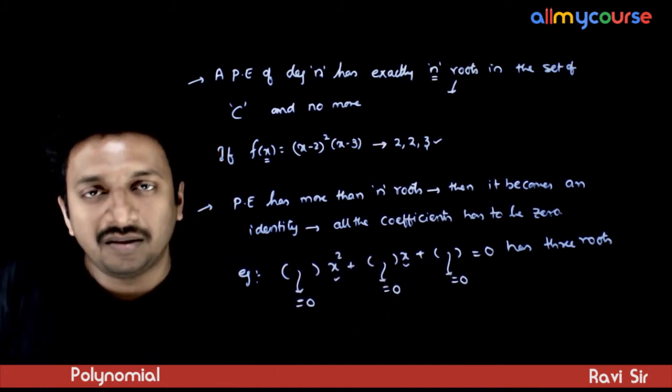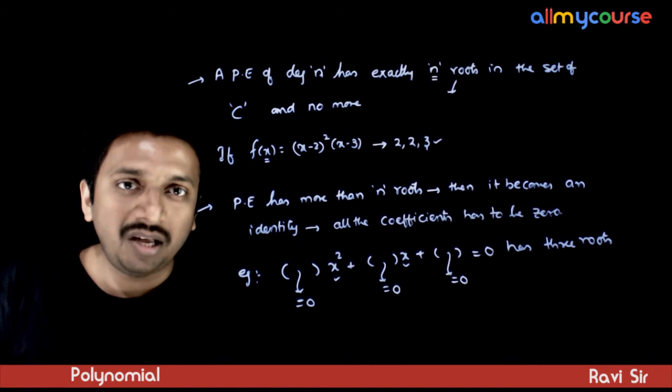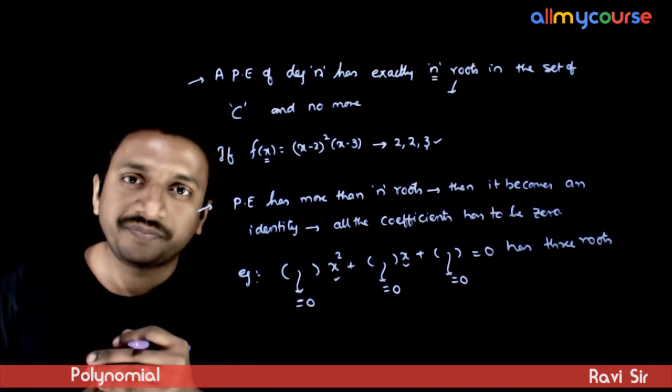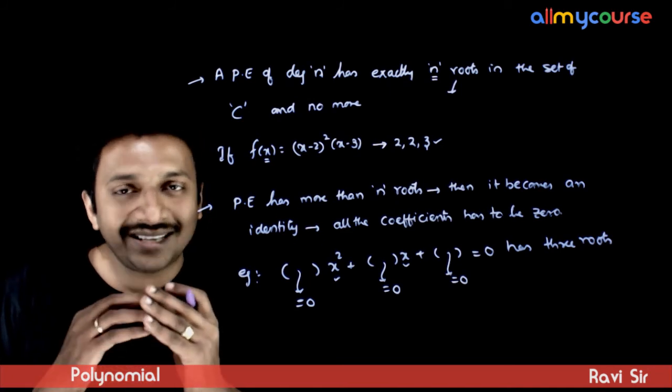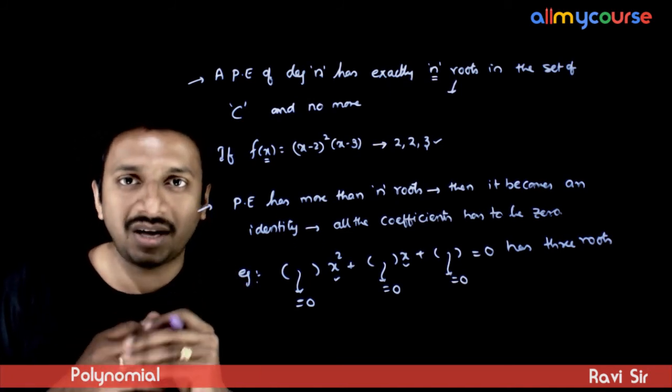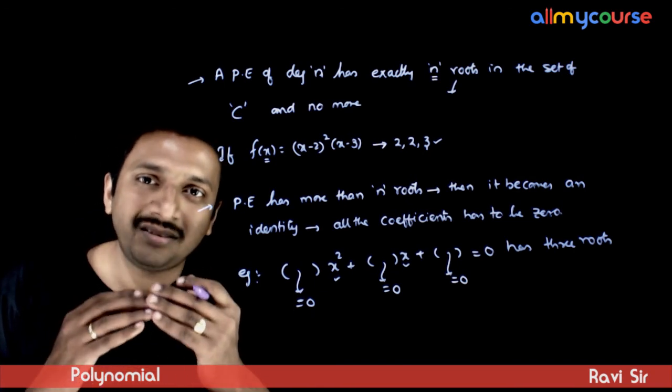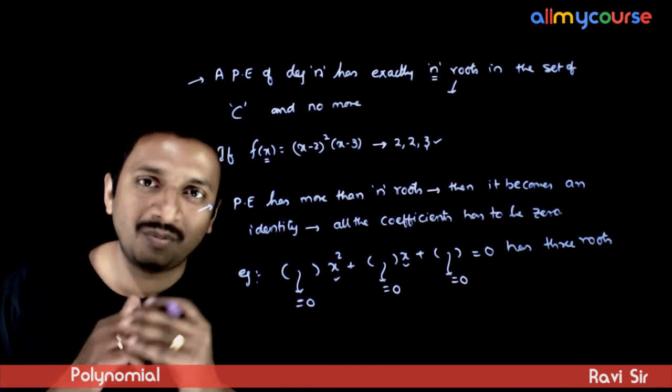So for any polynomial equation whose coefficients are not all 0, there are exactly n roots corresponding to degree n. This is called the fundamental theorem of algebra, and it is the most important theorem.